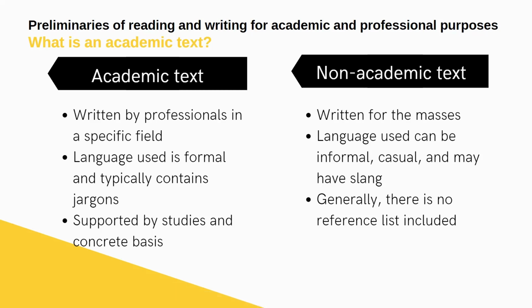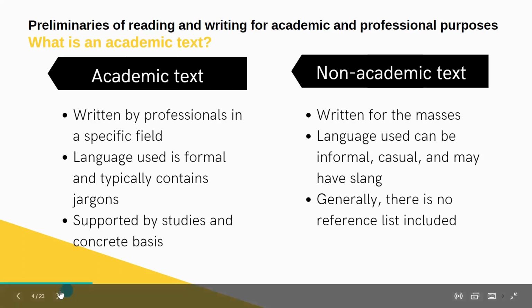Another difference would be the use of language. Since academic texts have a specialized audience, the text often contains jargon or the specialized language of the field. Moreover, the language used is formal. For non-academic texts, the language used may be informal, casual, and may even contain slang.